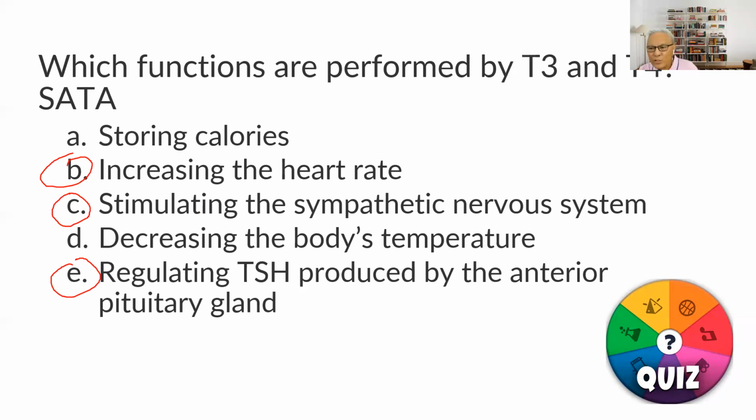Okay, so the correct answers here are B, C, and E. The reason why letter A is incorrect is because they burn up calories. They don't store them. And letter D, it increases the body's temperature. Because you remember, when you increase metabolic activity, you're going to have metabolic byproducts: carbon dioxide, water, and heat production. And that is the reason why it would increase the body's temperature, not decrease the body's temperature.